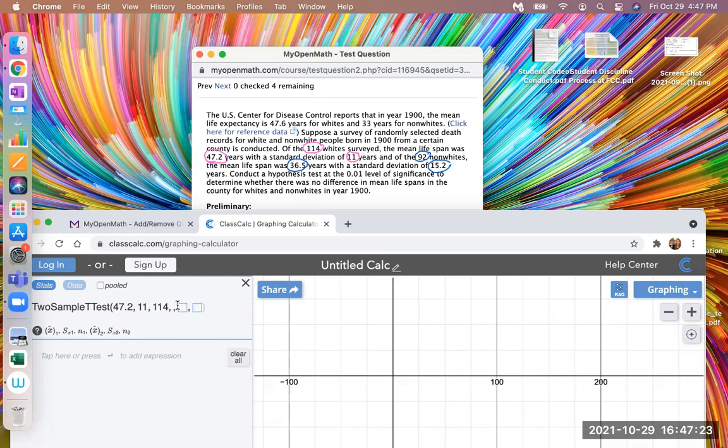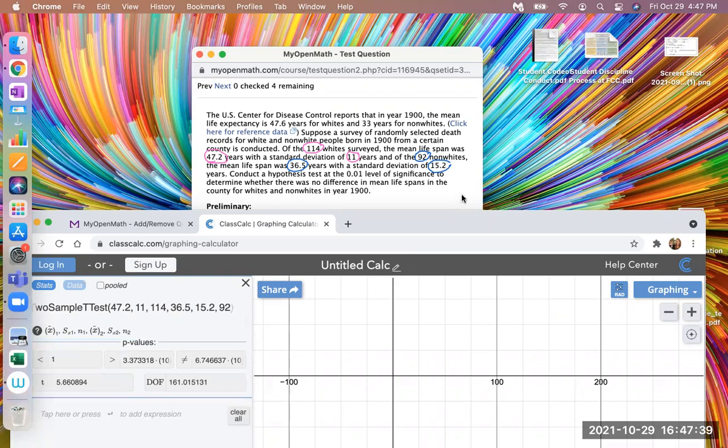Good. Now the mean was 36.5. Catching if I'm doing this wrong. And standard deviation 15.2. This is so easy to mix up all these numbers. Yes, okay, and then 92.